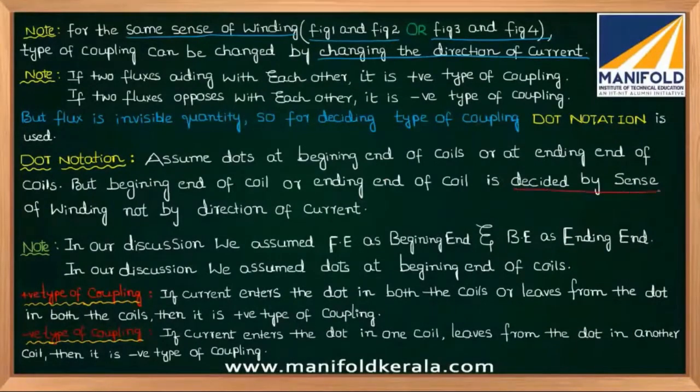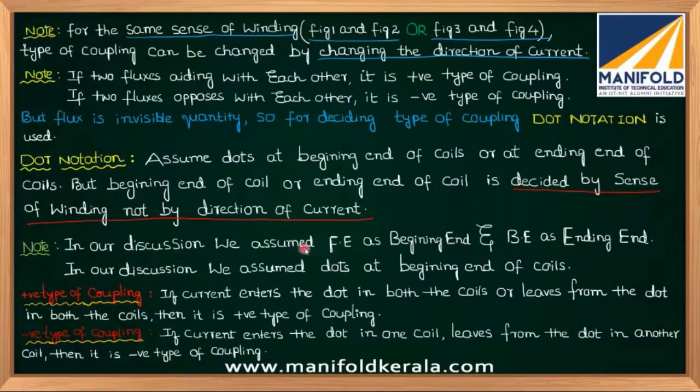So it is decided by the sense of winding, not by the direction of current. Very good. Please try to see this point also. In this discussion we assumed the front end as the beginning end and the back end as the ending end. It's not compulsory. You can take the reverse also, guys. Instead of taking the front end as the beginning end, you can take the back end as the beginning end and the front end as the ending end. It's your wish, but you have to follow any one.